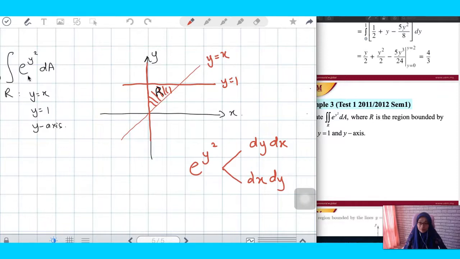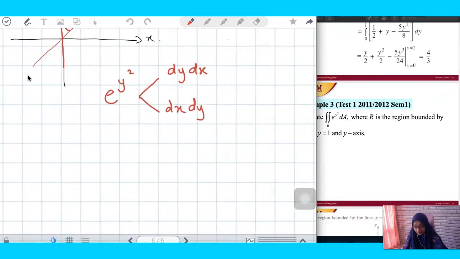So what do you think? Maybe for now you have no idea what the answer is, so we just try and error. Let's say we choose dy dx, which means that first you want to integrate with respect to y.